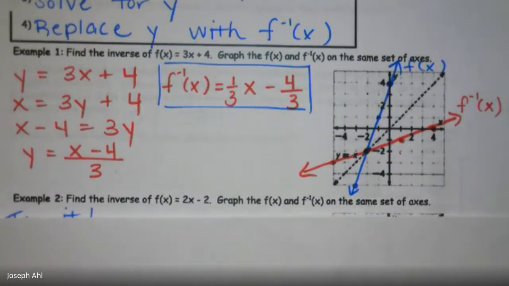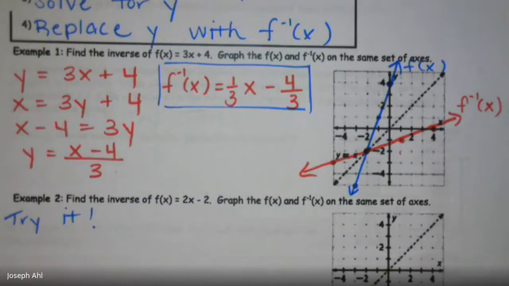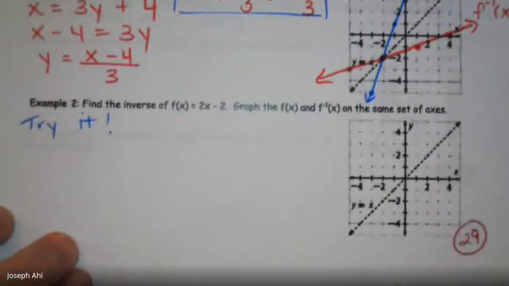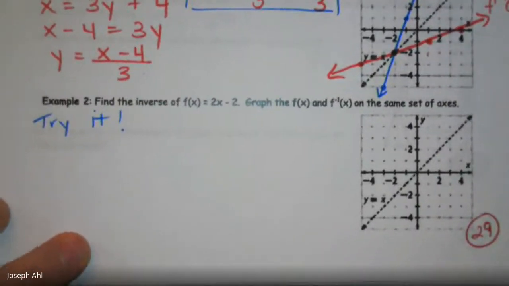Now that we've done that example, I have confidence that you can try this before I see you in class again. So go ahead and find the inverse of f of x equals 2x minus 2, and then graph both on the same set of axes.